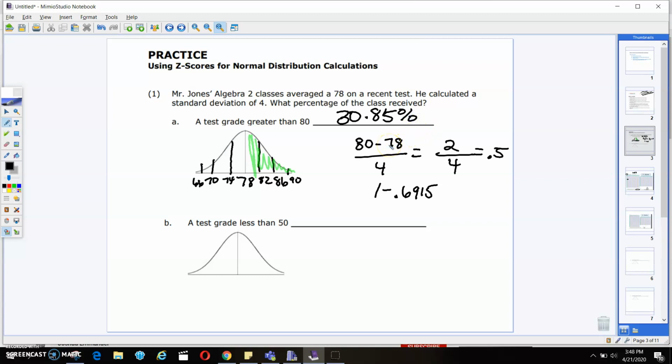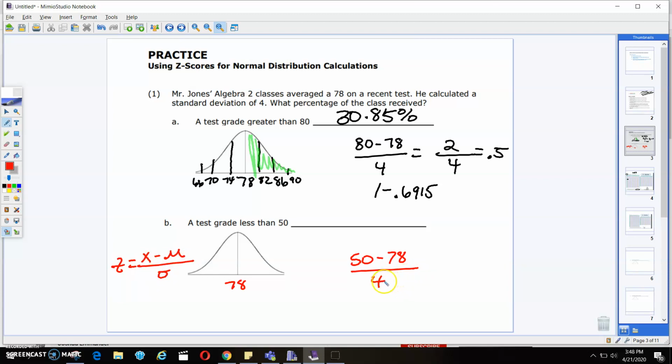This next one's a little tricky, and you'll see it in just a second, actually. So let's go ahead and talk through this one. So you're going to take this point, 50, and again, our mean was 78. So we're going to take 50 minus 78, and we're going to divide it by our standard deviation, which is 4. So again, the formula is: z-score is found by taking your point and subtracting the average and putting it over the standard deviation.